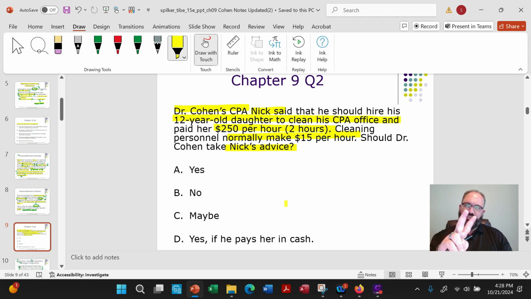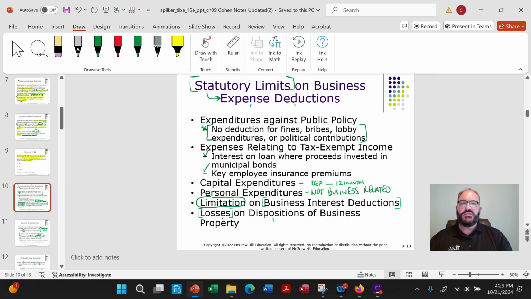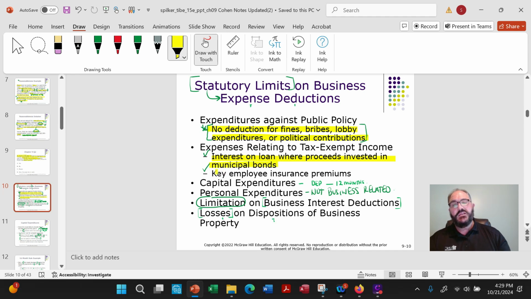Okay, question number 2. All right, we're going to move along. Now, some other limitations on these business expenses. No deductions for fines, bribery, courts, any of that kind of stuff. Political contributions and bribes are not allowed. You cannot deduct interest on loans where the proceeds are invested in municipal bonds because those are not taxed. And it can't be for key employee life insurance premiums.